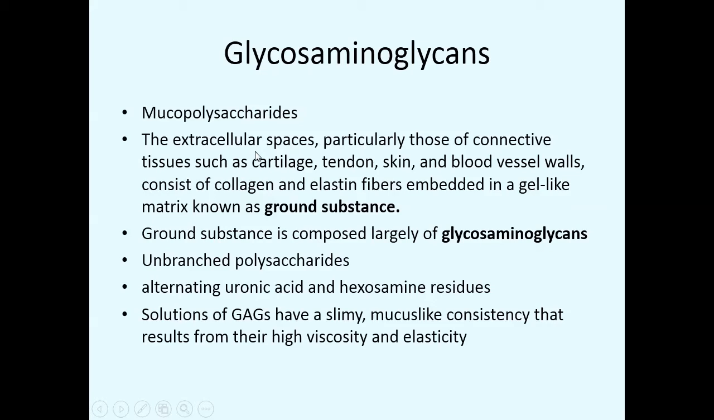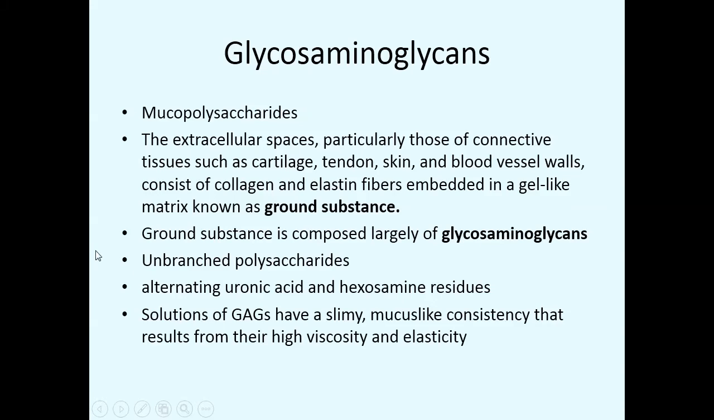They are found in a variety of body structures including connective tissue. Along with several different types of proteins, glycosaminoglycans constitute the extracellular matrix. Glycosaminoglycans are unbranched polysaccharides. They have high molecular mass. They are made up of repeating disaccharide units. They have alternating uronic acid and hexosamine residues.